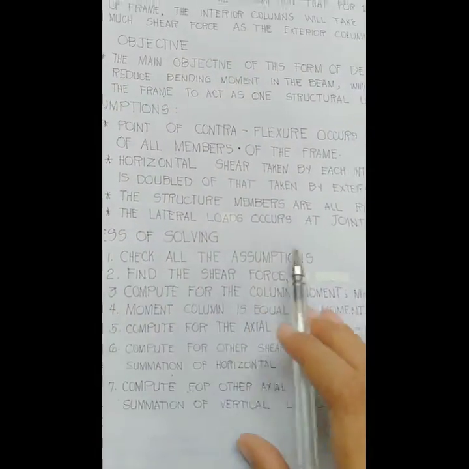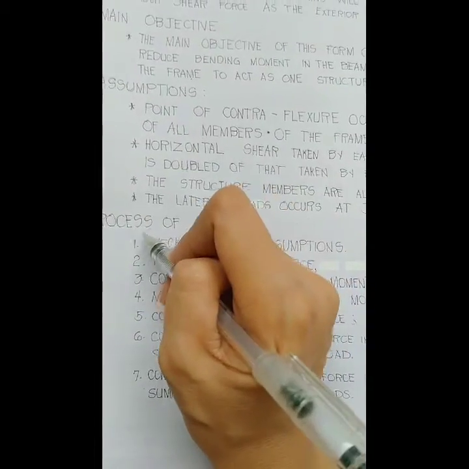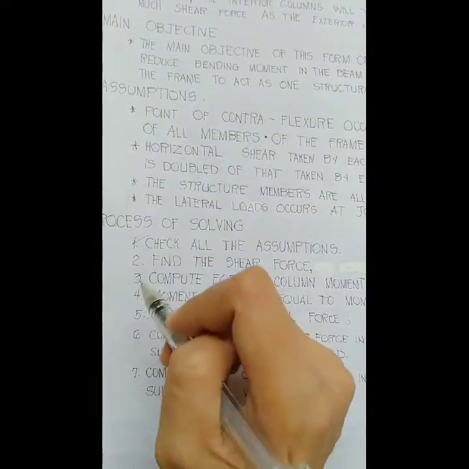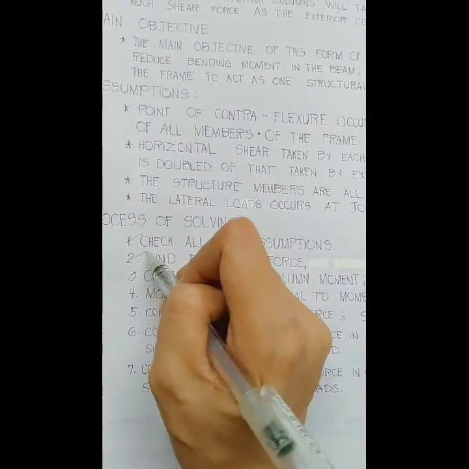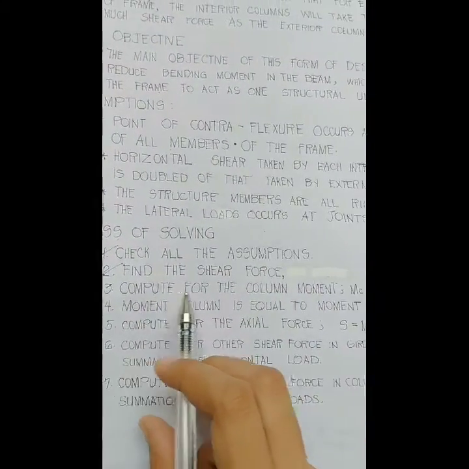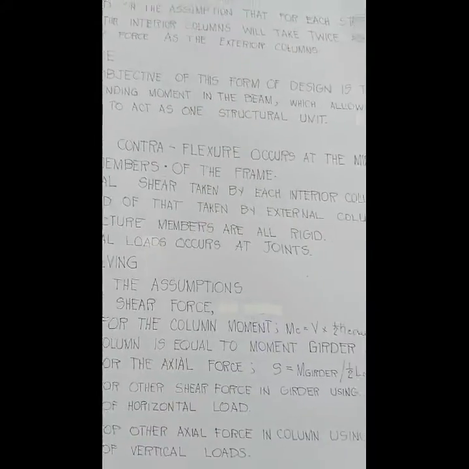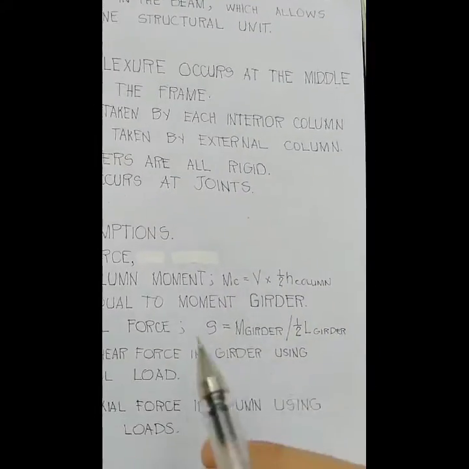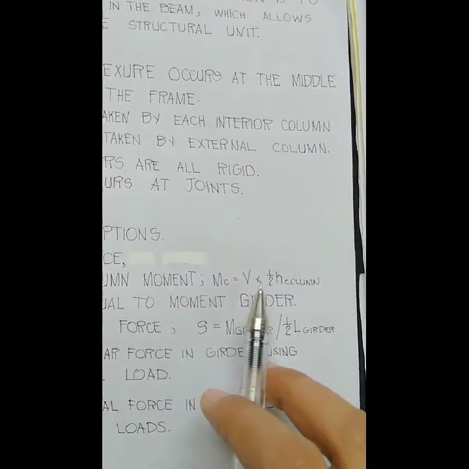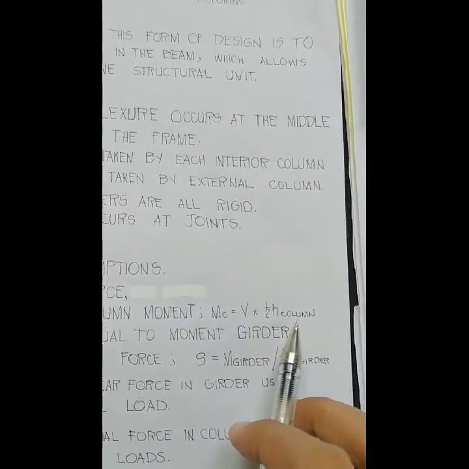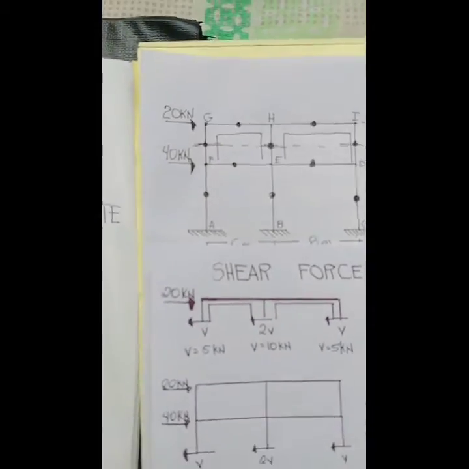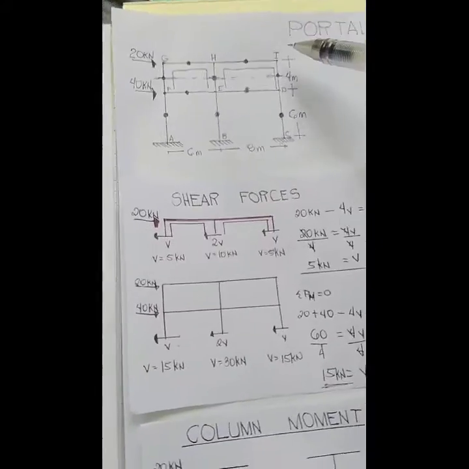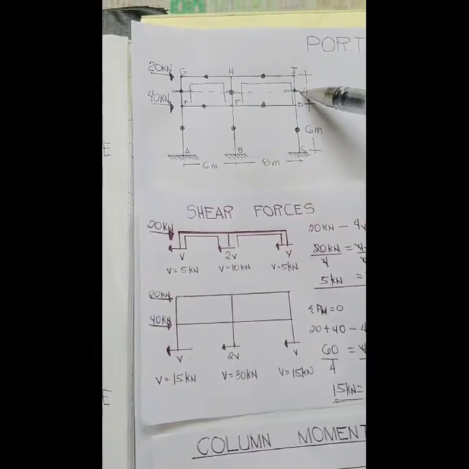So, na-check natin yung all assumption. Check natin to. Number 1. Number 2, find the shear forces. Nakuha natin na. Check. The third one is compute for the column moment. May nakuha formula na Mc equals shear force times 1/2 ng height ng column. So, ang gagamitin natin na 1/2 ng height ng column is ito. So, ito yung gagamitin ng height dito sa taas.